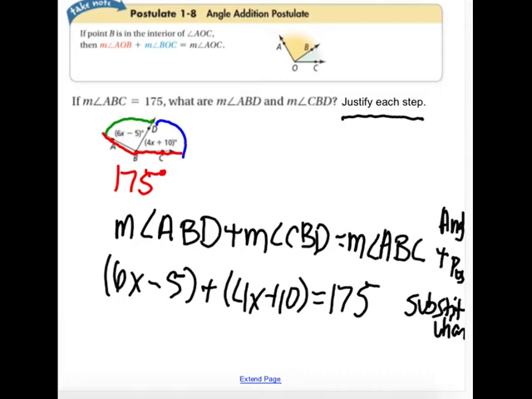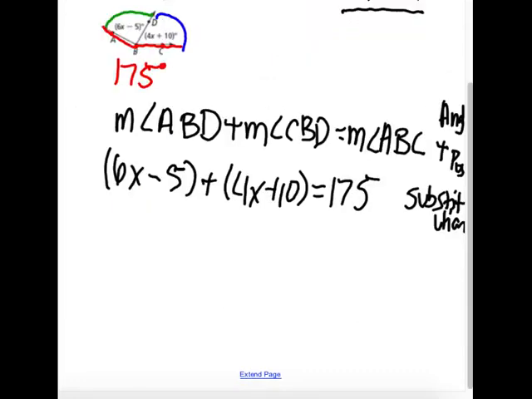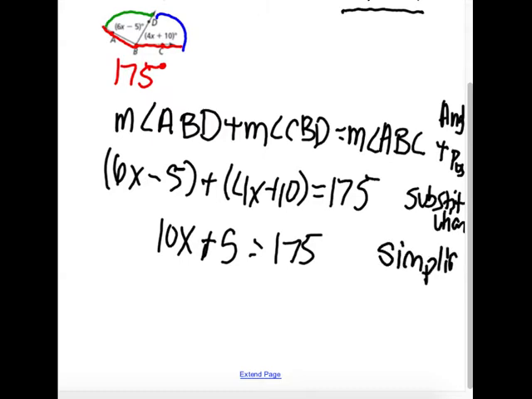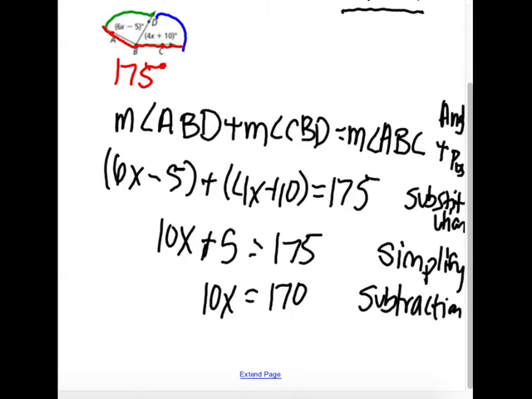Okay. Now just plain old algebra. Simplify: 6x plus 4x is 10x, negative 5 plus 10 is plus 5. That still equals 175. Call that simplify. And then we're going to subtract 5. 10x equals 170. Subtraction. And then last step, divide to get x equals 17. Now I am not done there.